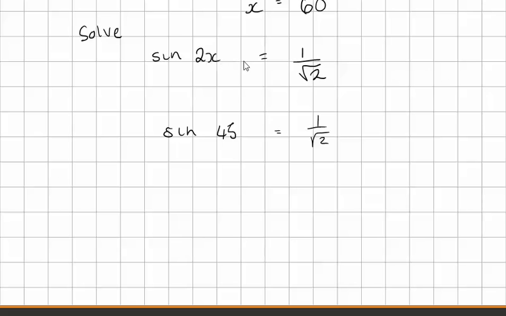So we've got one final stage there. If sine of 2x is 1 over root 2 and sine of 45 is 1 over root 2, logically speaking, one other statement can be made, which is 2x equals 45. 2x has to equal 45, which means x must be 22.5 degrees. I thought I got it wrong. Okay, yeah, you're right.